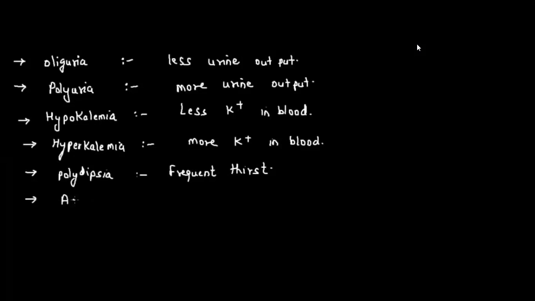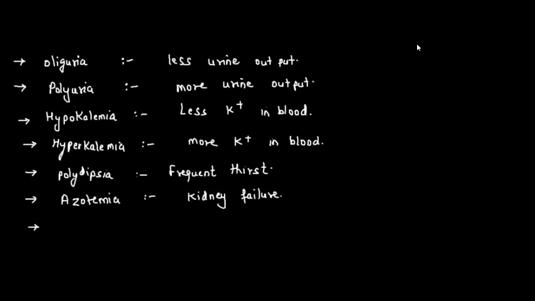Now let's talk about the next one. Polydipsia is like this: whenever you urinate more, there is less water in the body, so definitely you feel thirst. That is called polydipsia. It is technically called frequent thirst. Azotemia means kidney failure. If the doctor says that you are suffering from azotemia, it means kidney failure, or it is also called renal failure.